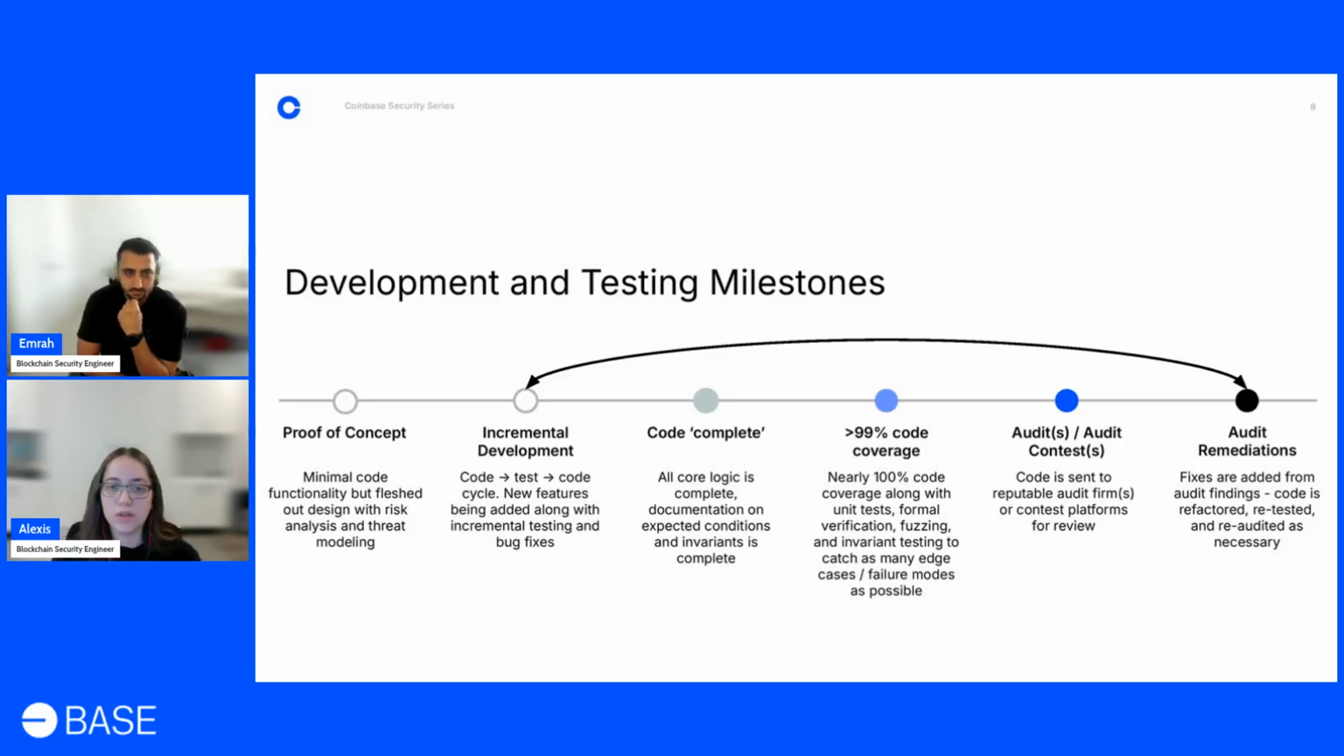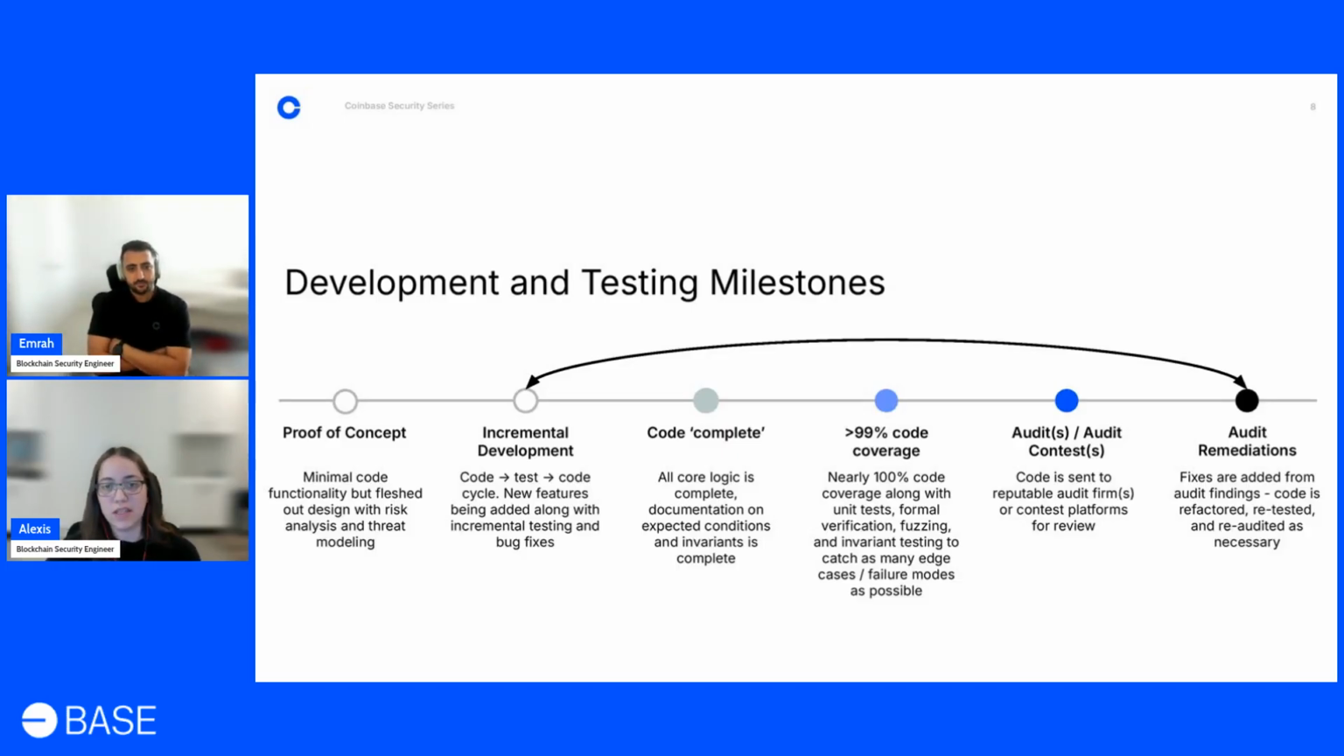Then we have the code completion step, which is a bit of a misnomer, but the idea is that all of your core logic and features are now complete. You have decent test coverage and everything is fully documented at this stage. Then we move to the greater than 99% code coverage step, where you try really, really hard to get full coverage with unit testing, integration testing, formal verification, fuzzing, really just trying to max out your testing and pushing out as many edge cases using all of the tooling that is available to you.